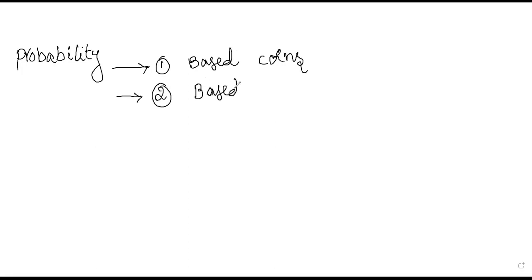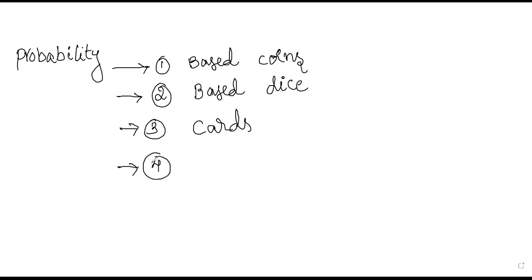In this probability, we are going to learn three concepts. First one is based on coins. I'll send you a recorded session, you can note it down later. Second thing is based on dice. And third thing is based on cards, from a pack of cards or a deck of cards.